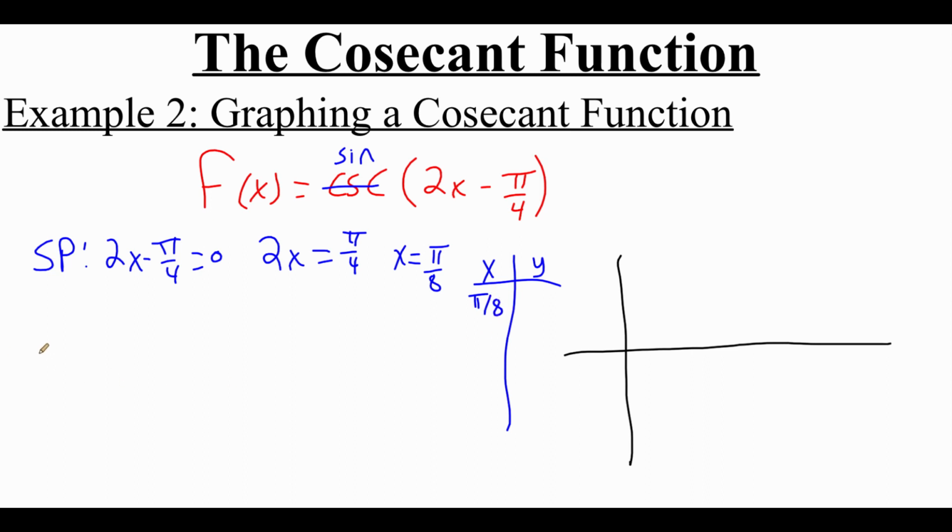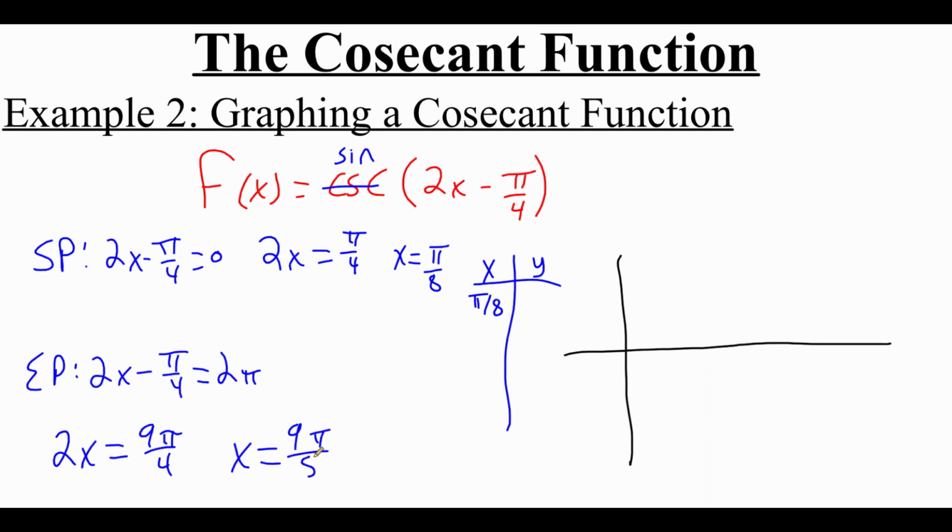Now to find my ending point, we're going to take the stuff inside of the parentheses and set it equal to 2 pi. I have to add the pi over 4 over to the right-hand side, and when I do that, I should get 2x equals 9 pi over 4. But then I have to divide by 2, and when I do that, I should get an x value of 9 pi over 8. So that's going to be my last x value in here. Halfway in between pi over 8 and 9 pi over 8 is going to be 5 pi over 8. Halfway between pi over 8 and 5 pi over 8 is 3 pi over 8. And halfway between 5 pi over 8 and 9 pi over 8 is 7 pi over 8.